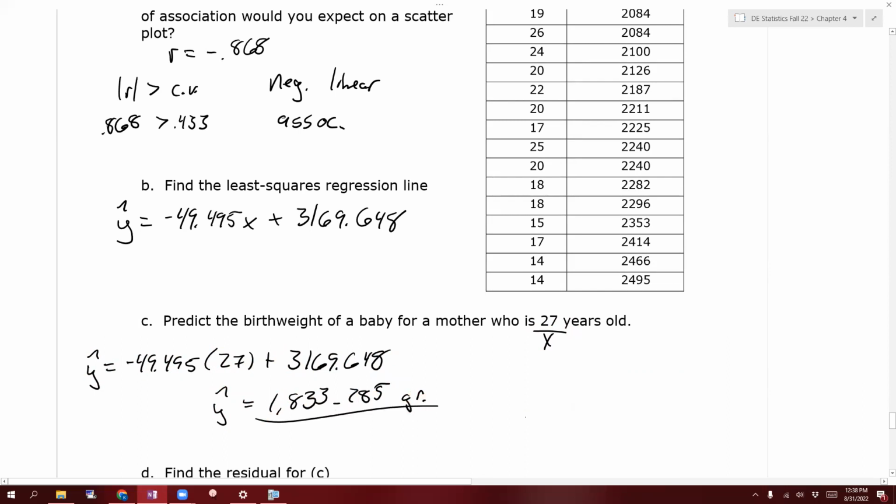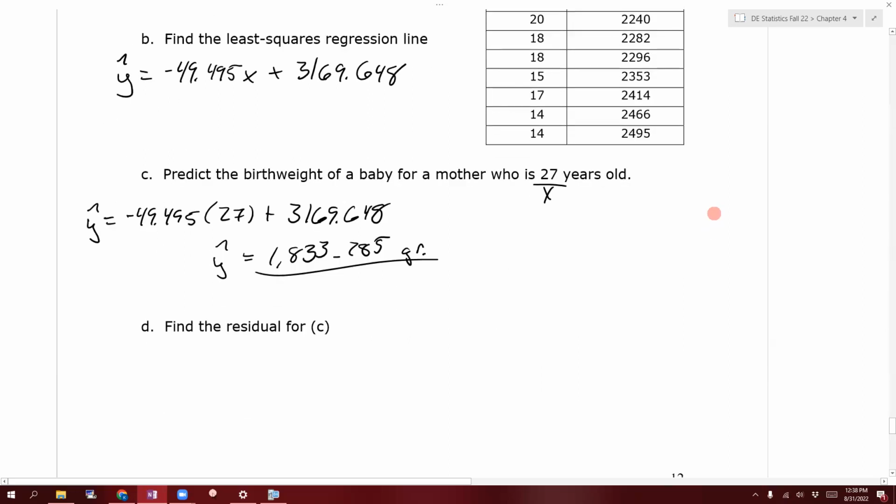So our prediction for a 27-year-old mother's baby's birth weight would be 1,833.285 grams. That's what our expectation would be. Now it says find the residual for that value. So that means we have to have y minus y hat.